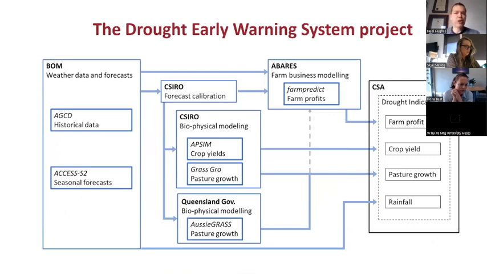A lot of what ABARES has been doing has been purely in terms of research. We've been publishing reports and papers, but we're trying to get more into an operational position where we can produce this kind of analysis for individual locations and individual farm businesses. One example of that is this drought early warning system project, which is currently running between ABARES and CSIRO. Essentially we are producing an operational system to generate a range of these outcome-based drought indicators.